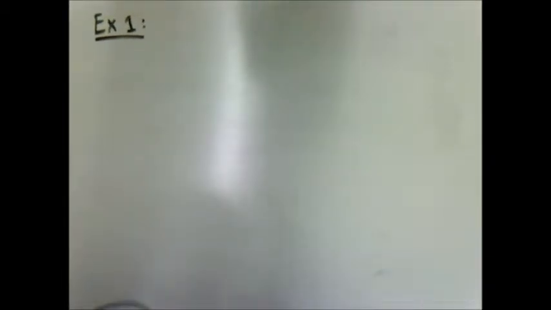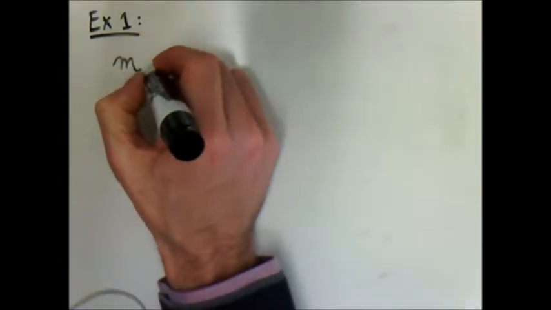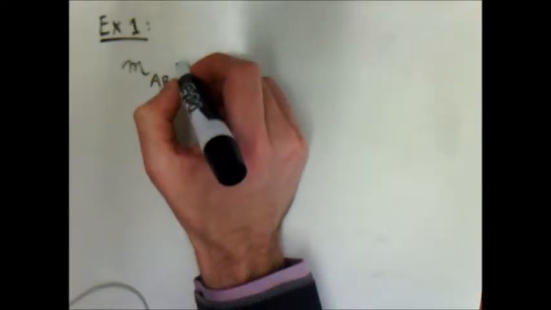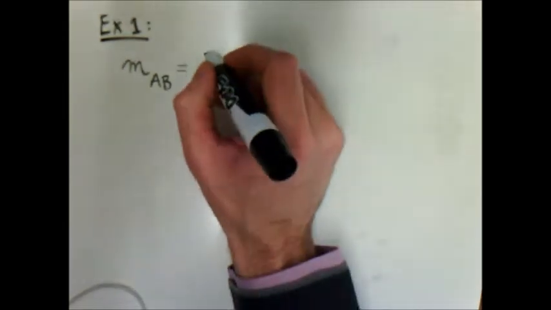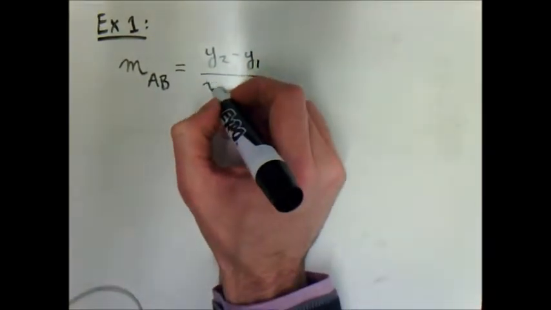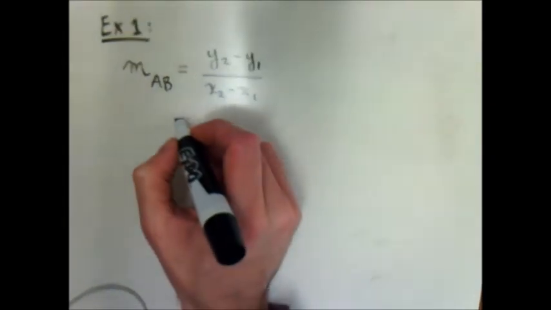Good, so the first thing we need to do is calculate slope. How are we going to do that? We need to find the slope of AB. So we're going to find the slope of AB by using our slope formula. We've got rise over run, which is the change in y, that's y2 minus y1, over the change in x, which is x2 minus x1.